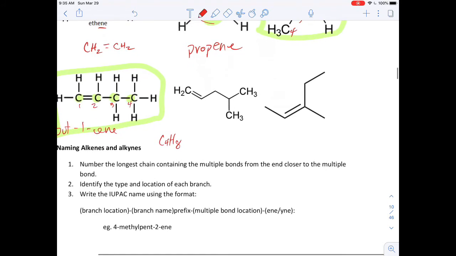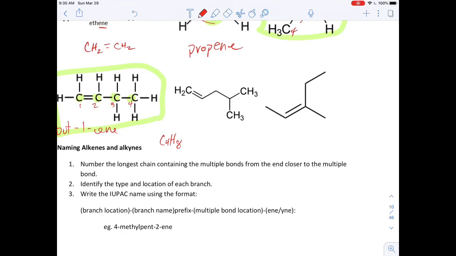When it comes to naming alkanes, we prioritize the branch all the time. Like we basically said that the branch is how we decide where we start numbering our chain. That doesn't really apply to alkenes. So in this case, we've got 1, 2, 3, 4, 5, or we've got 1, 2, 3, 4, 5. So it doesn't matter which direction I'm counting from.